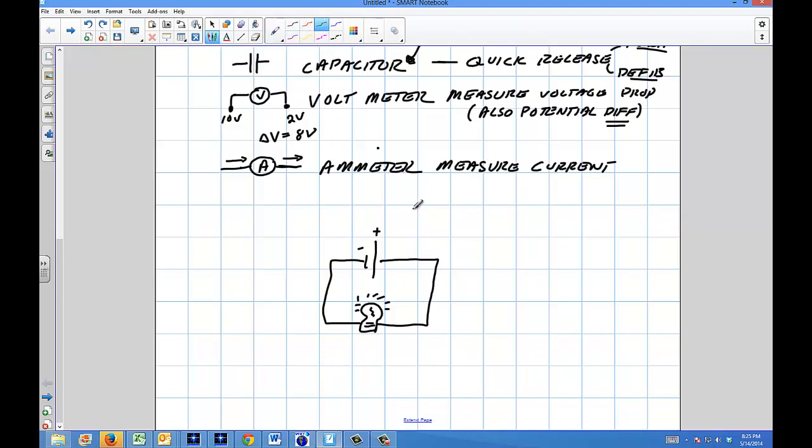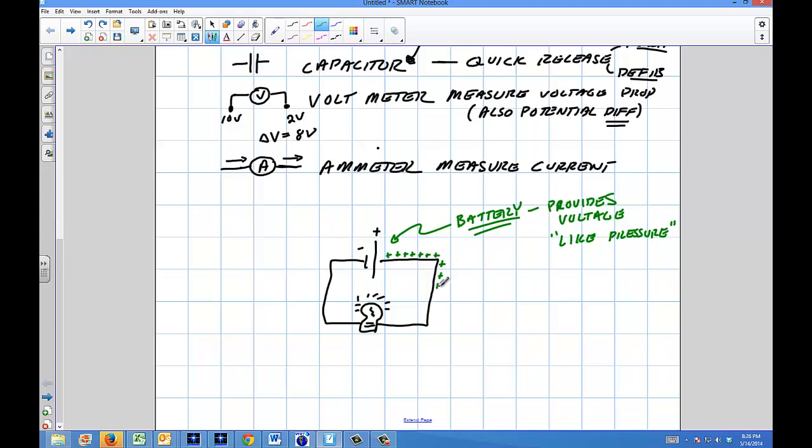This battery here provides voltage. So what is voltage? Well, voltage is like pressure. It's like pressure in a pipe. It's going to create a pressure to start moving the charges throughout the circuit.